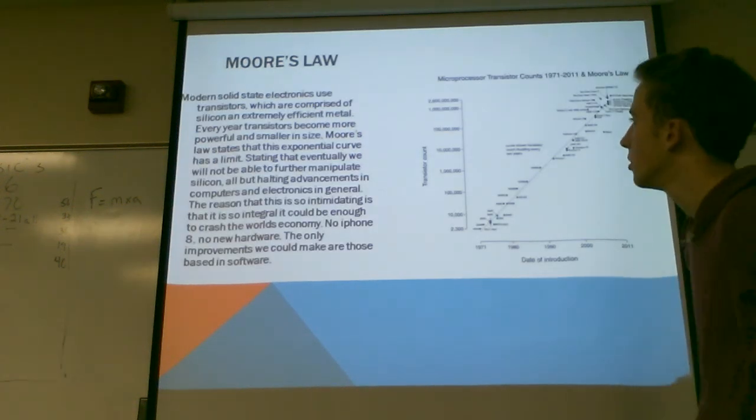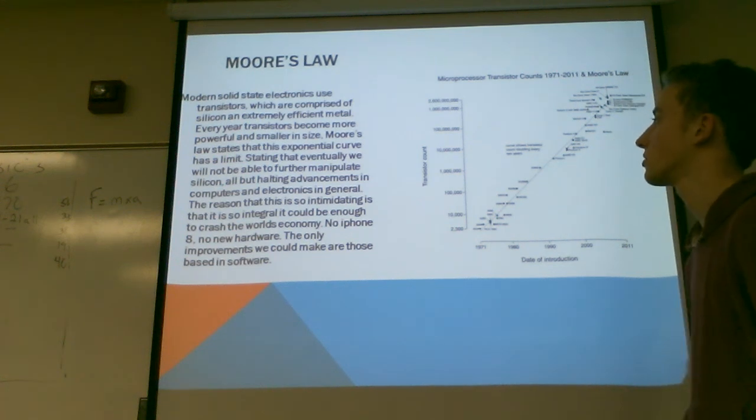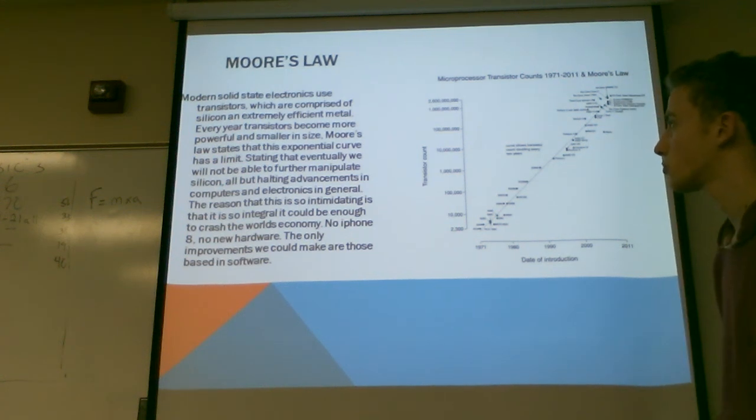There's Moore's law. Modern solid-state electronics use transistors, which are comprised of silicon, an extremely efficient metal. Every year, transistors become more powerful and smaller in size. Moore's law states that this exponential curve has a limit, stating that eventually we will not be able to further manipulate silicon, all but halting advancements in computers and electronics in general.